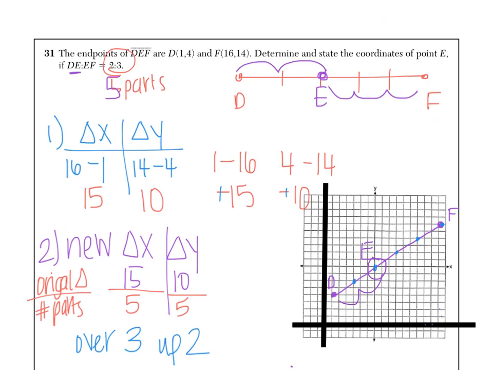Now I have to state the coordinates of that. So here I'm going over 1, 2, 3, 4, 5, 6, 7. So E is at 7, comma, and then we're going up 1, 2, 3, 4, 5, 6, 7, 8. E is at (7, 8).